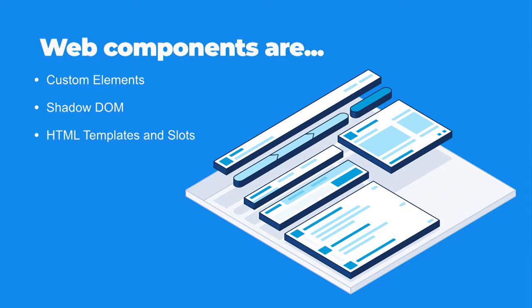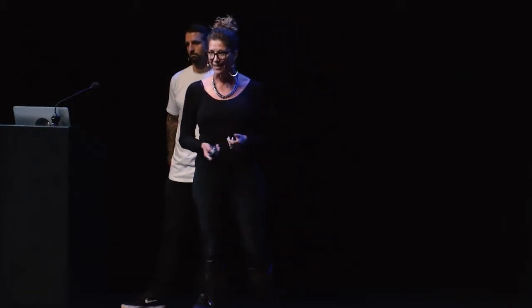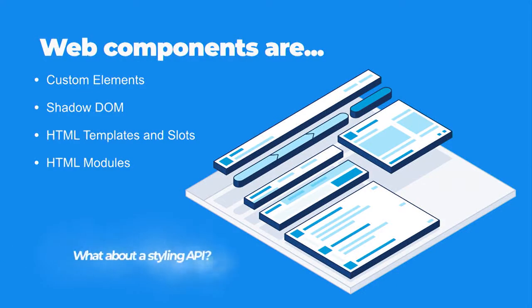So there are custom elements, shadow DOM, HTML templates, which contain slots. We'll talk about that today, and HTML modules. Now, we're not going to talk about HTML modules today, except to say they provide a way to include HTML, JavaScript, and CSS in another HTML document. And that spec has gone from being ES modules to HTML includes to now, today, HTML modules. We'll see if it stays that way. Finally, is there a styling API? Well, not really natively, but what we're going to share with you today is the things that we are going to use to create our own styling API.